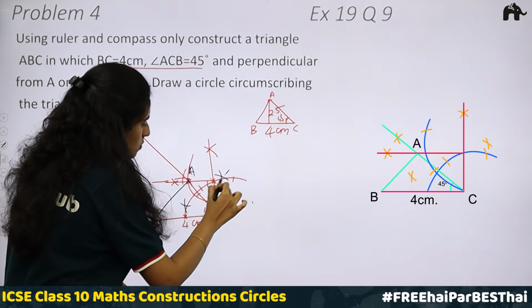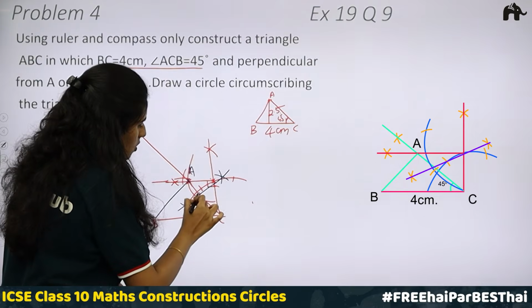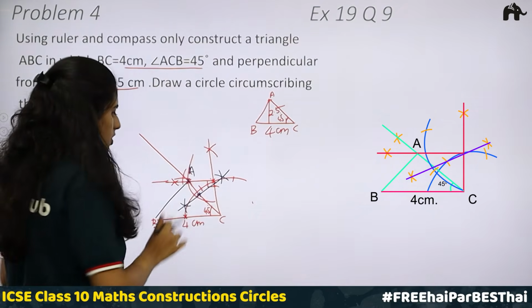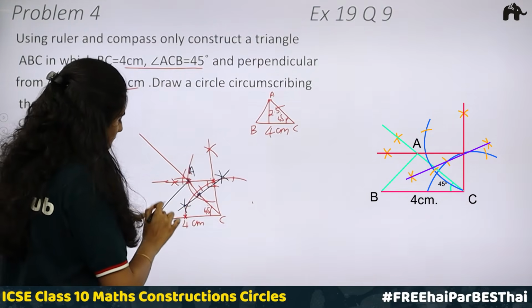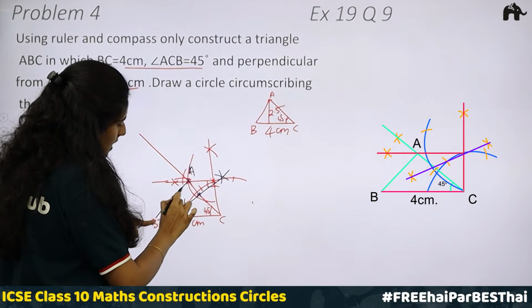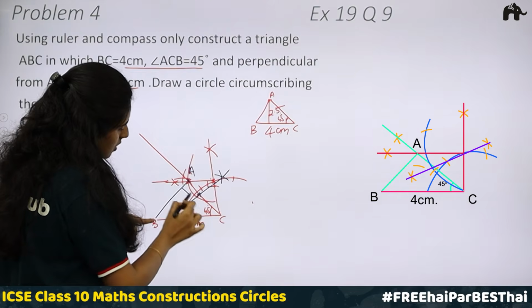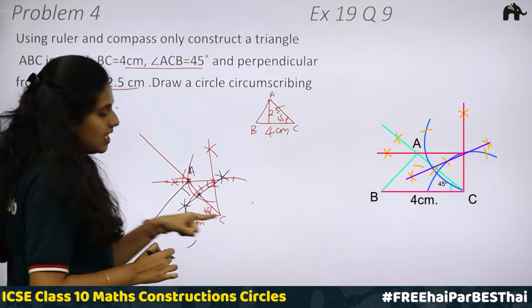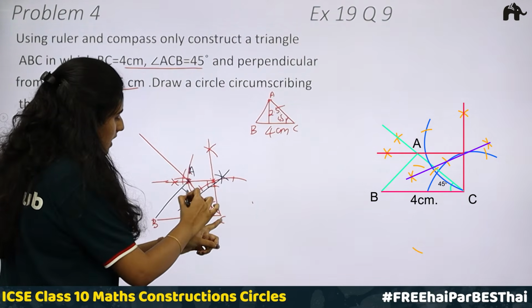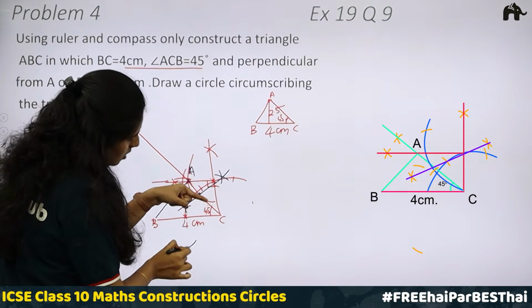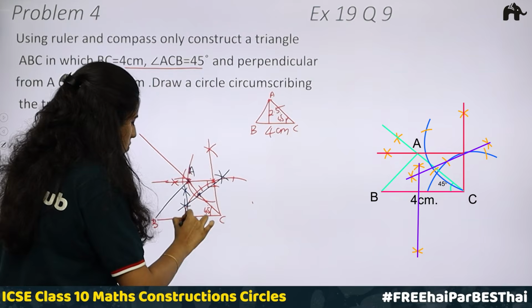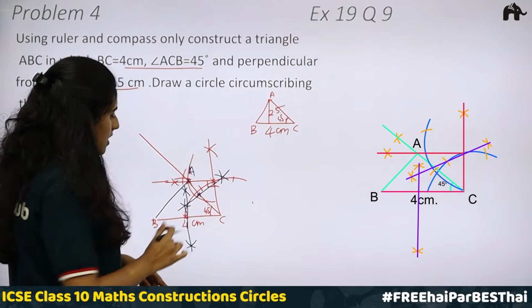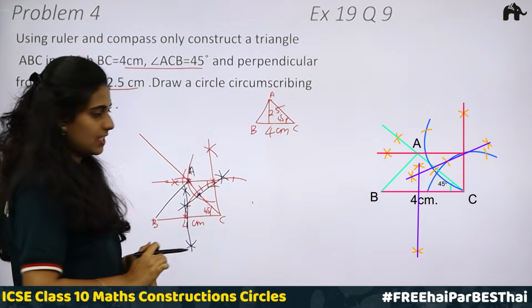Now join these 2 points. So, we got the bisector of AC. Similarly, we will bisect BC. For that, keeping compass at B, cut an arc at the top and at the bottom. Keeping compass at C, cut an arc at the top and the bottom. Now, join these 2 intersecting arcs. We'll be getting the perpendicular bisector.